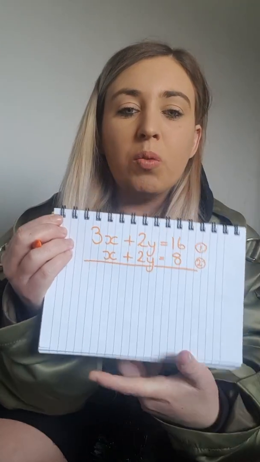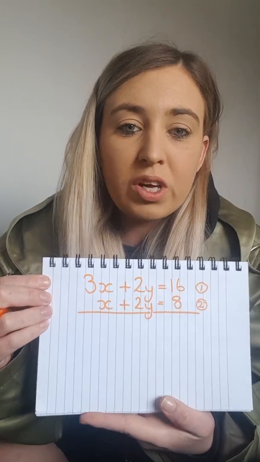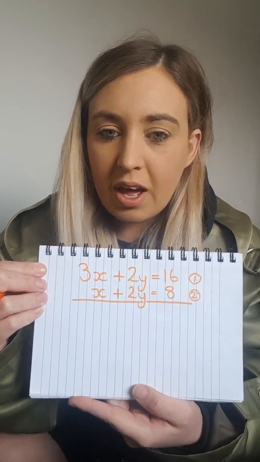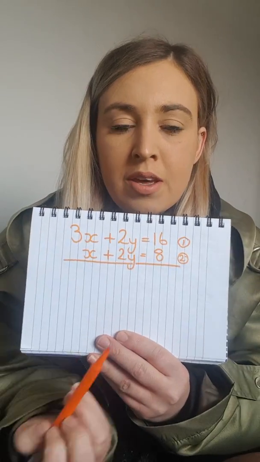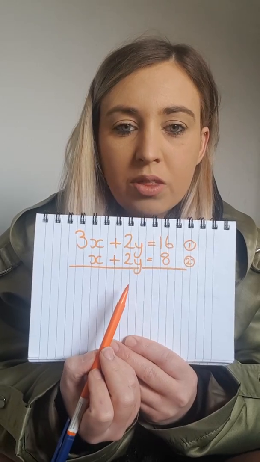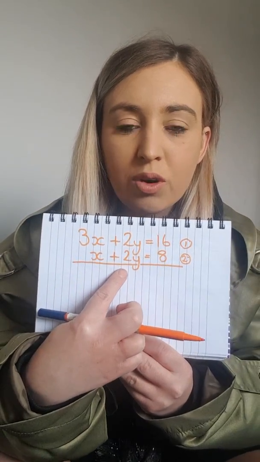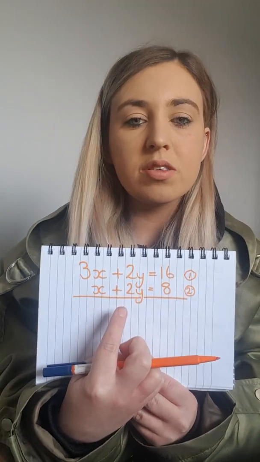Okay, now while we have two different letters in these equations, we can't possibly find out what one of the letters is. So in order to find out what x or y is, first we need to eliminate the other one. Now the easiest thing to do is eliminate the one that has the same number in front of that letter. So in this case, if we look at y, they both have a 2 in front of it. So that's the one we're going to eliminate first.